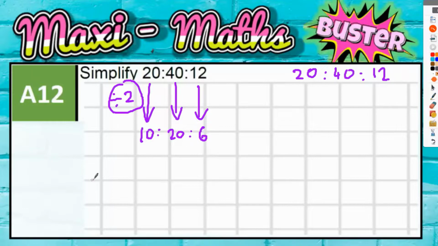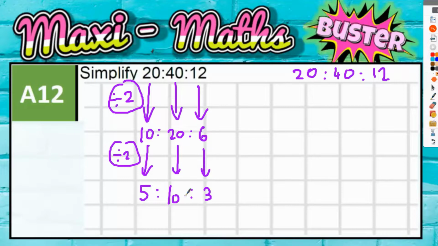And the reason you've not fully simplified it is because you can simplify again. They're all even numbers again. So you can divide them all by 2 again. 10 divided by 2 is 5. 20 divided by 2 is 10. 6 divided by 2 is 3. Don't forget to put your dots in. 5 to 10 to 3.